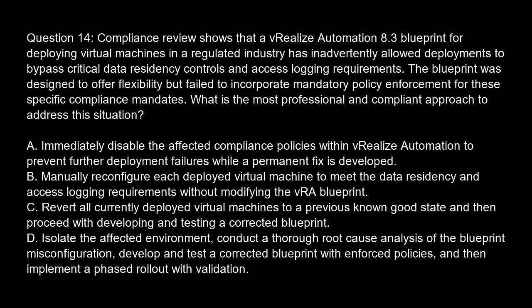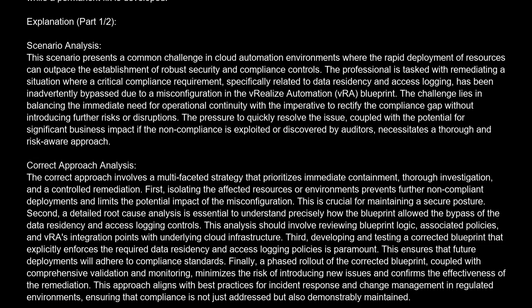Option D. Isolate the affected environment. Conduct a thorough root cause analysis of the blueprint misconfiguration. Develop and test a corrected blueprint with enforced policies, and then implement a phased rollout with validation. The correct answer is A. Immediately disable the affected compliance policies within vRealize Automation to prevent further deployment failures while a permanent fix is developed.